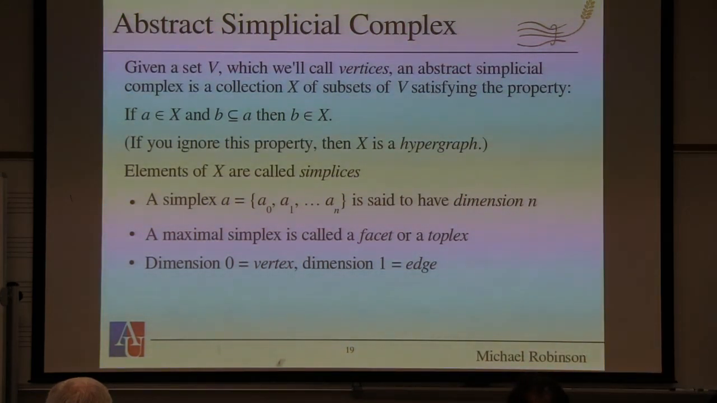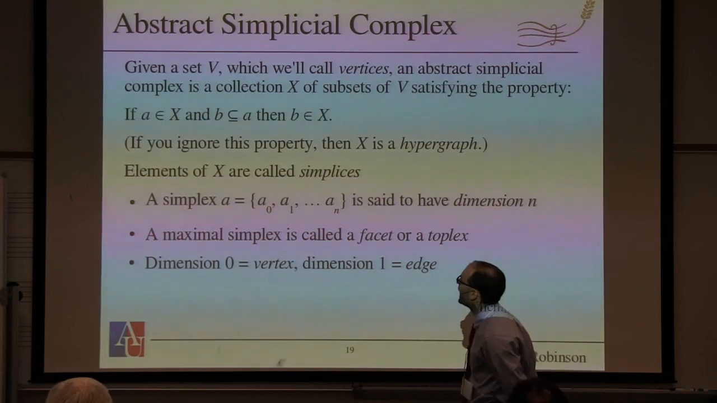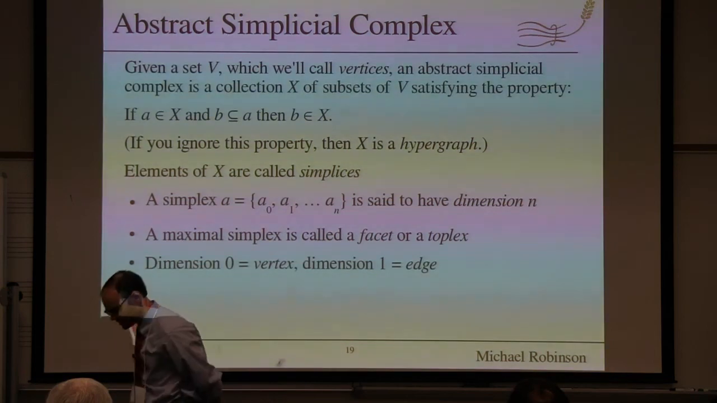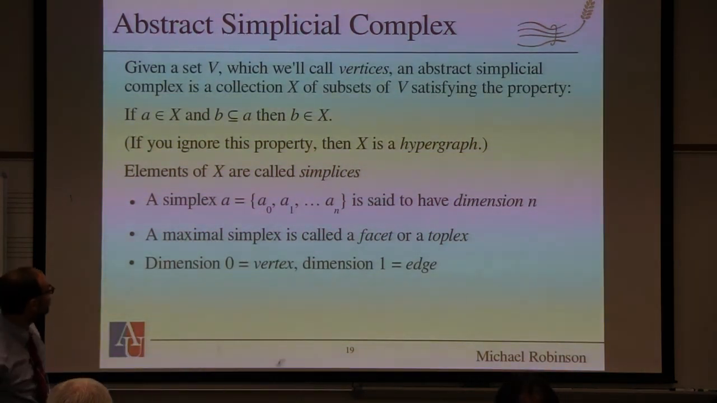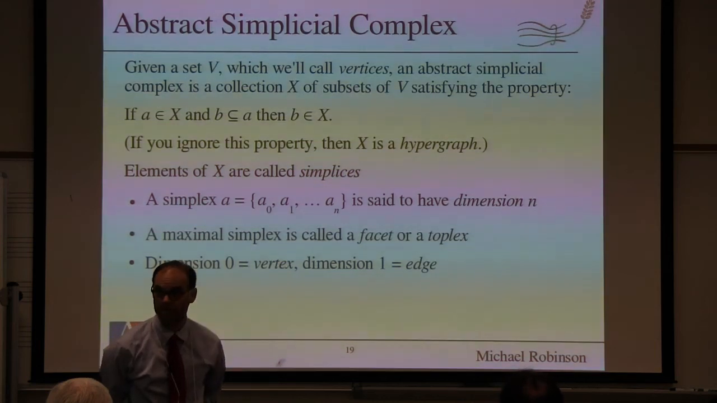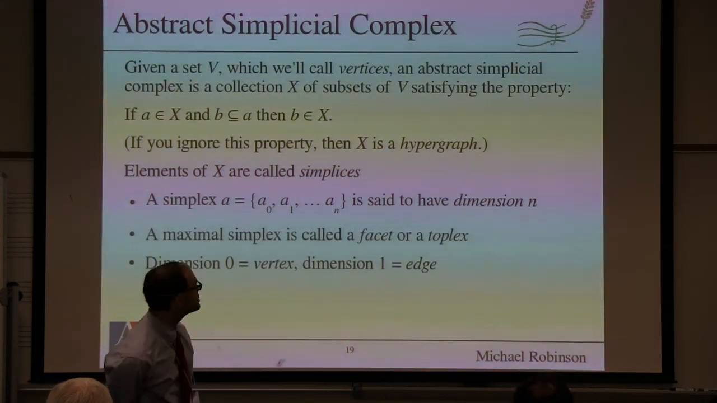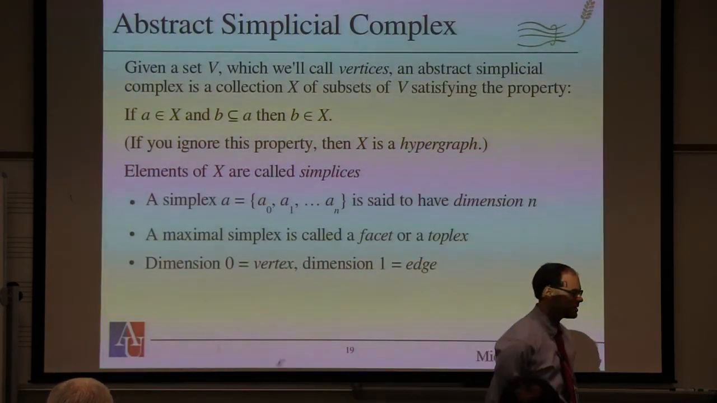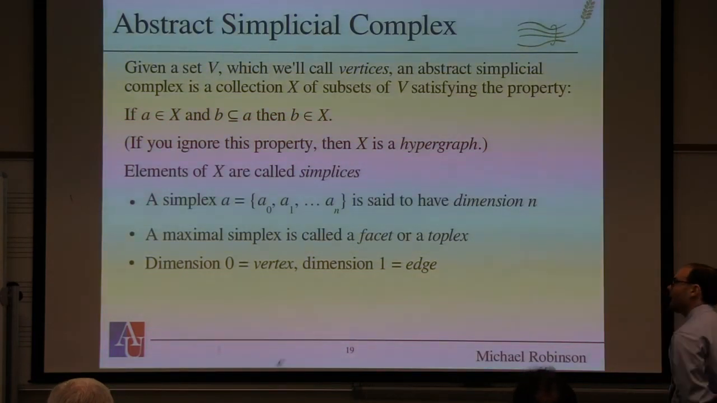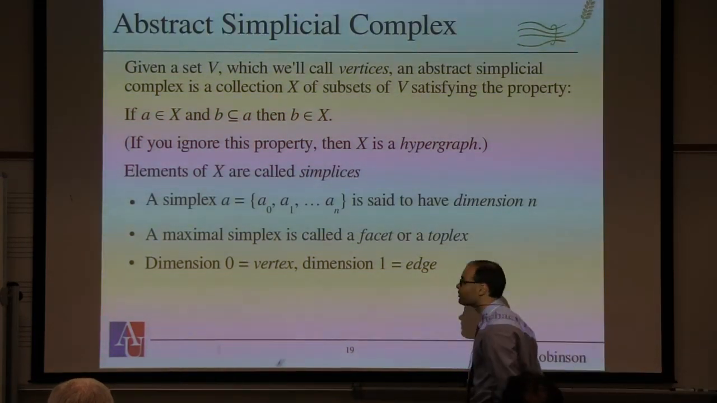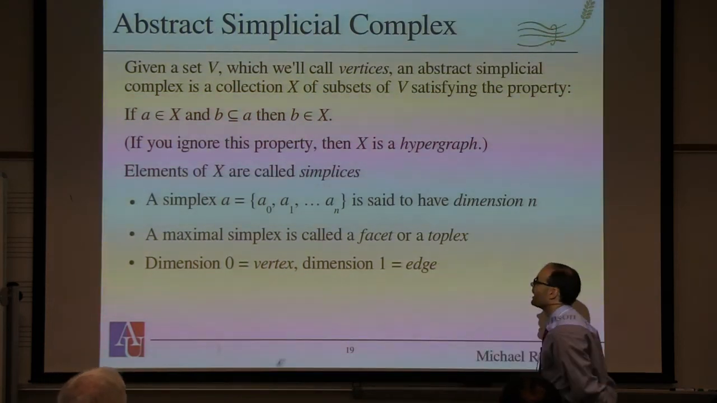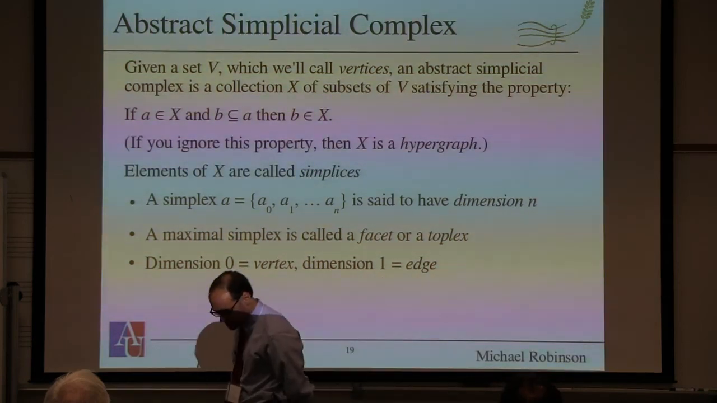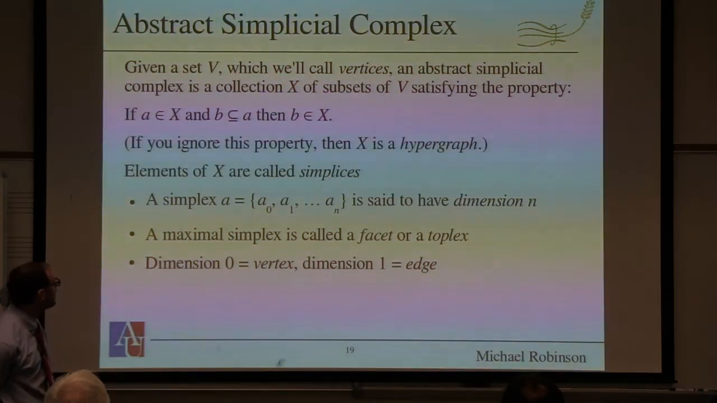The elements of this sort of thing are called simplices. So simplices are subsets of vertices. A maximal simplex is sometimes called either a facet or a toplex, depending on who you're talking to. Some people use both. Dimension 0 are vertices. Dimension 1 are edges. How do I measure dimension? Well, I take a look at the length of that subset, and I subtract 1. So this is 0, 1, 2, 3, 4, 5, up to n. That has n plus 1 elements. That is dimension n. So edges are pairs, vertices are singletons, etc. Okay, so let me give you some good examples of these sort of things to fix in your mind.